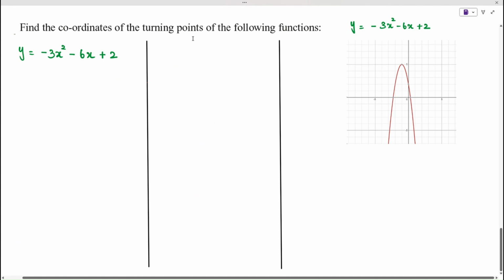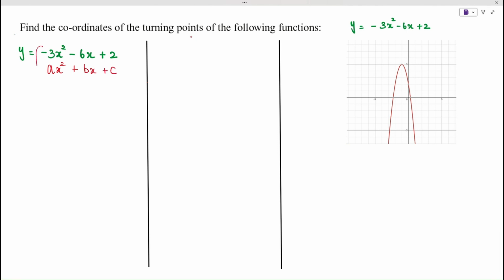So now we have our next equation. Y is equal to minus 3x squared minus 6x plus 2. And so we're going to start completing the square. So first, we're going to write our generic formula of quadratic equations. Ax squared plus bx plus c. And we find our coefficient of x squared as minus 3. So what we can do now is we can factorize minus 3 out of the first two terms in our equation.